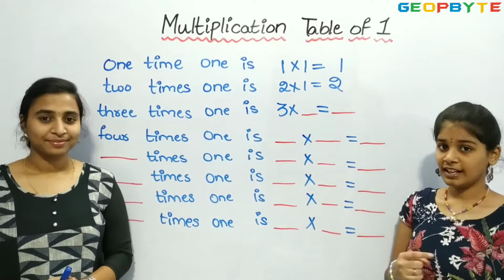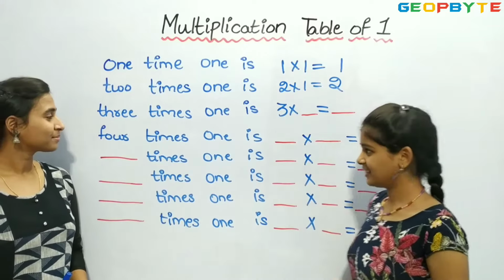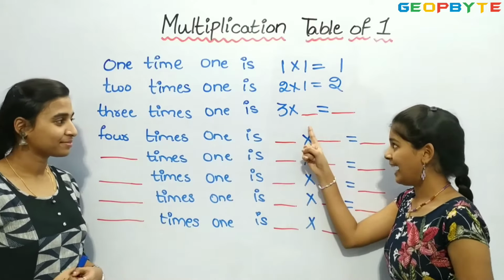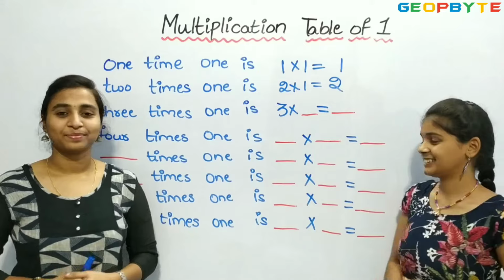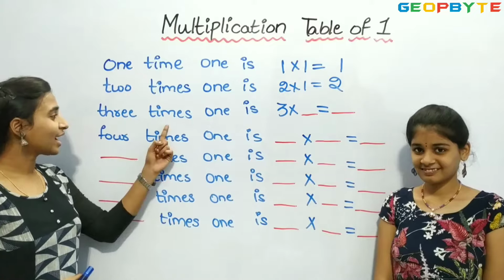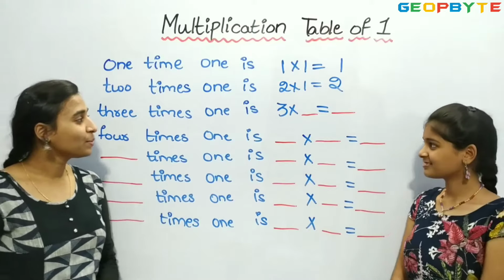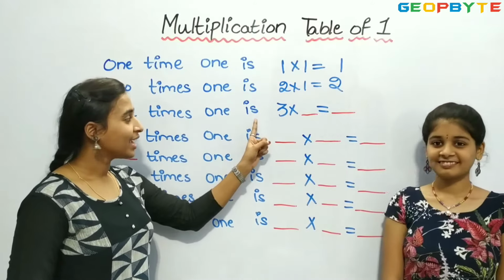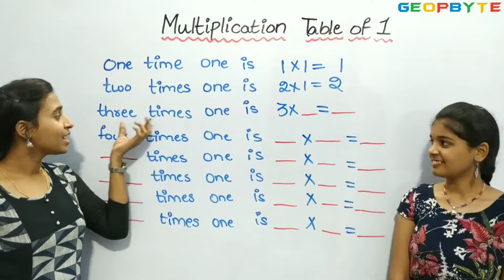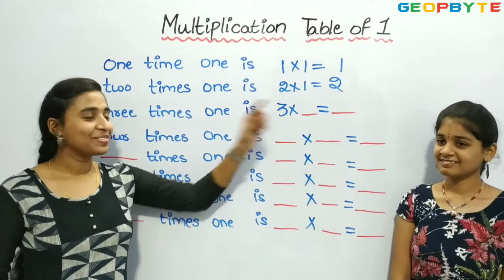Children, now let us fill these blanks. Let us see this one. 3 times 1 is 3 into dash gives us dash. Yes, children, see here they have given 3 times 1, right? That is nothing but 3 into 1. By seeing this itself, we can say 3 times means 3 into 1. So, we need to write 1 here.